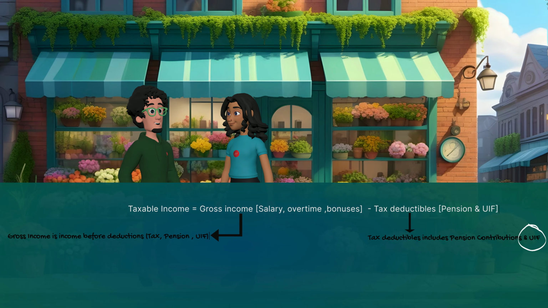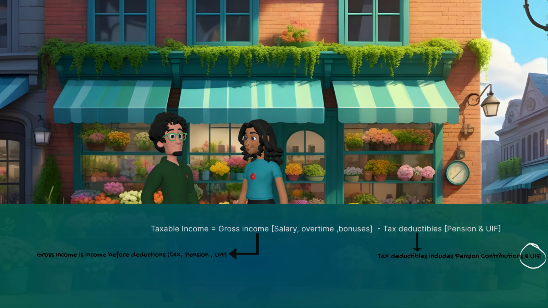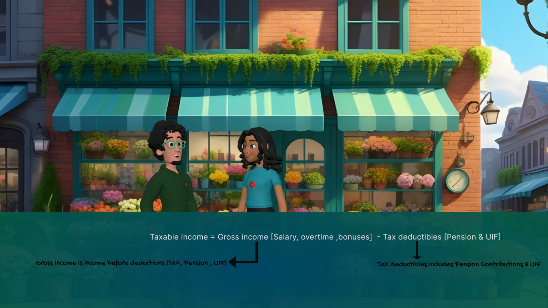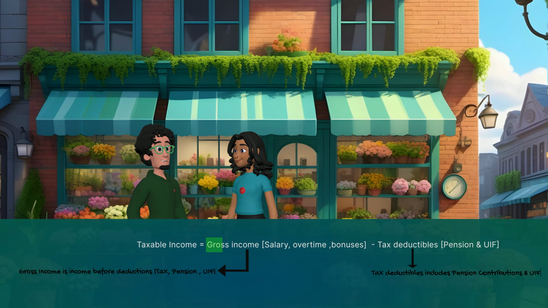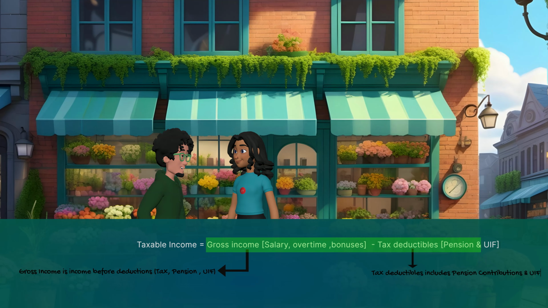Because this is income you are sacrificing, it is only fair that it is not taxed, hence it is tax deductible. Just a step back. You have your gross income, salary, bonus, and overtime, minus tax deductibles, pension contributions, and UIF, and you will get taxable income. This is the amount SARS will use to calculate your tax, as per the tax tables.